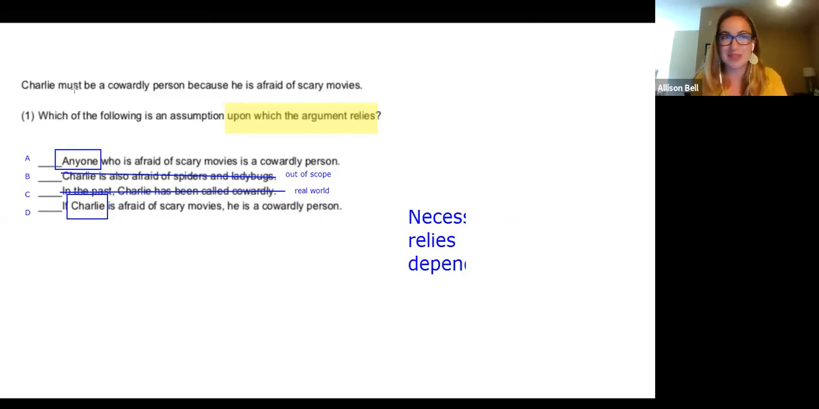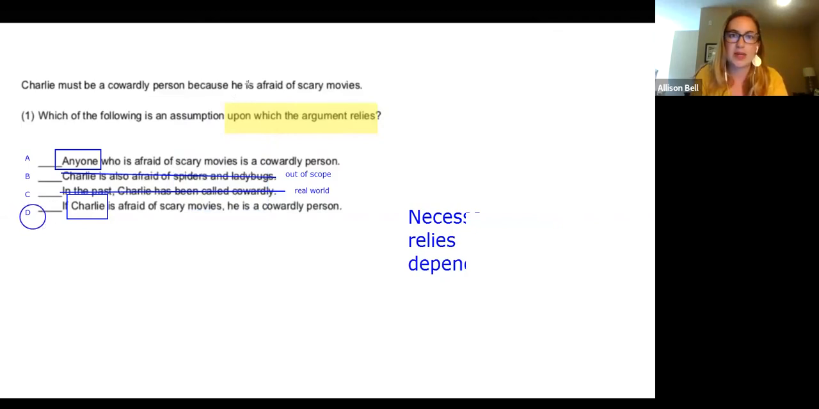Maybe it's not something that's true for everybody in the world. Maybe it's just true for adults or people named Charlie. So answer choice D, though, if that's not true, if Charlie being afraid of scary movies doesn't make Charlie a cowardly person, then this argument can't work at all. So answer choice D is an example of a necessary assumption of the type that you might see on the LSAT.